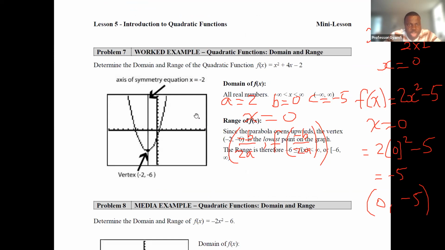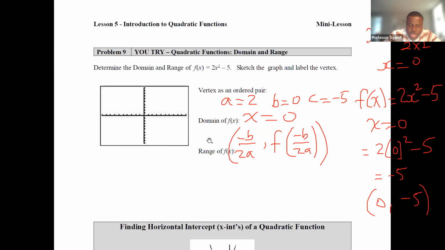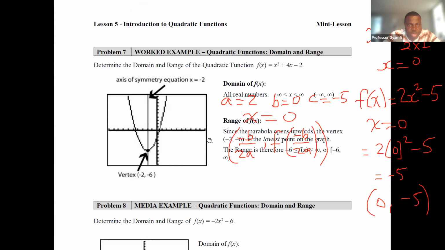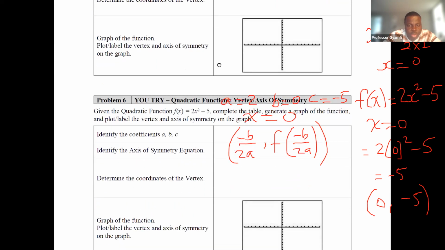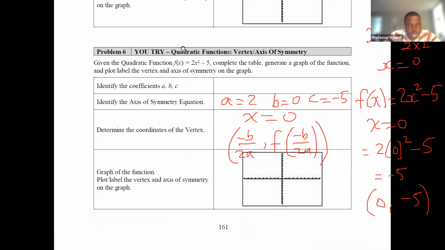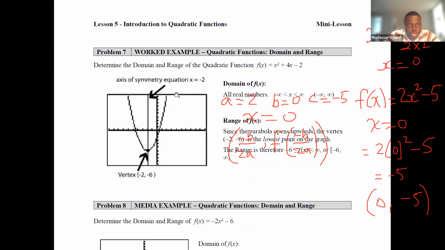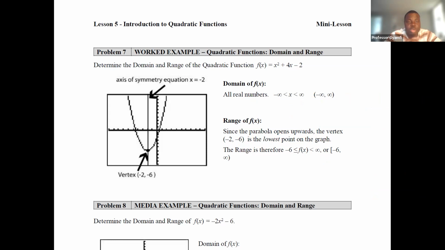Now, the next thing that I want us to talk about is going to be domain and range. Determine the domain and range of the quadratic function f of x equals x squared plus 4x minus 2.